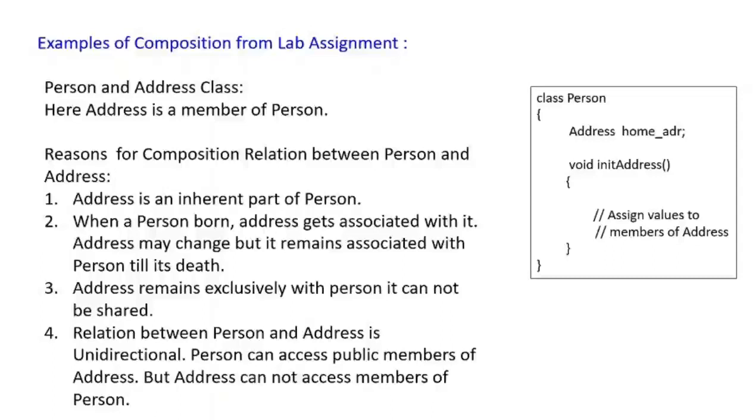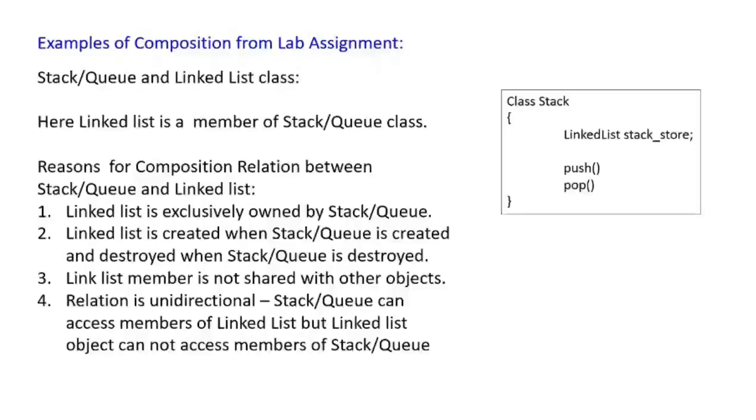Address remains exclusively with the person. It cannot be shared. A single person has a single address. It is not shared by two persons. The relationship between person and address is unidirectional. Address is a part of a person; person is not part of an address. Person can access public members of address, but address cannot access members of person.